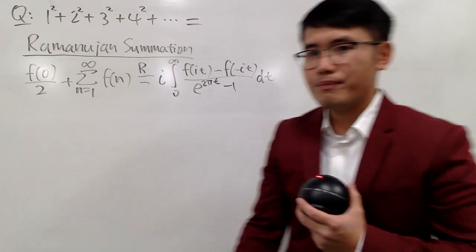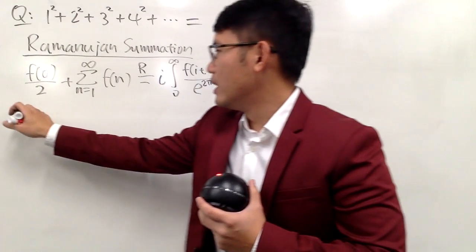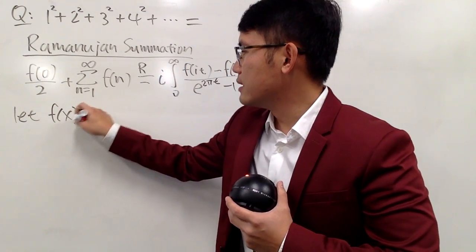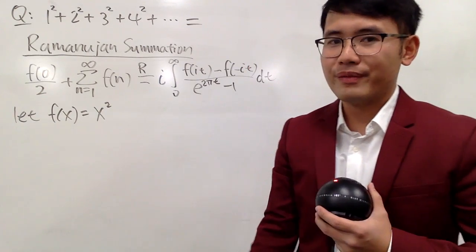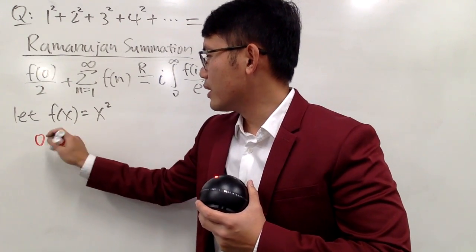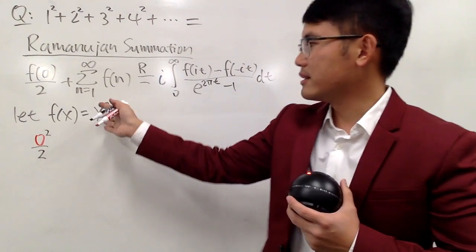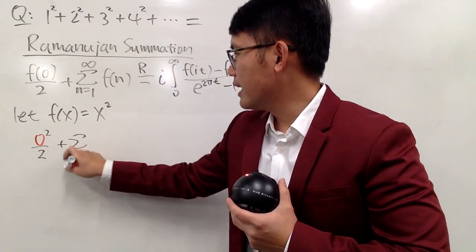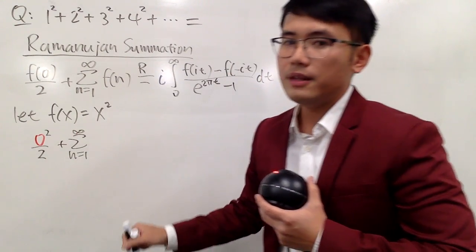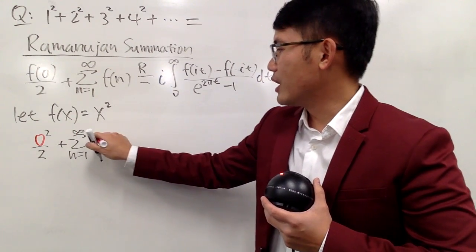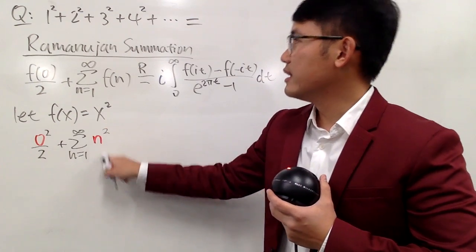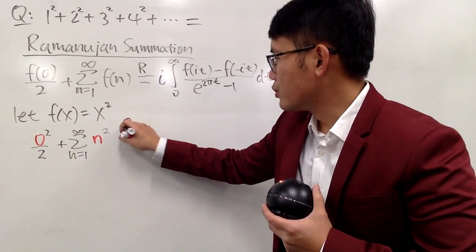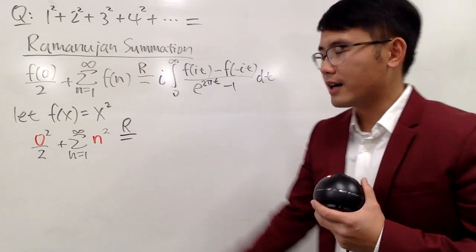To do so, I will have to have a function, of course. And the function is simply just x squared. So I will just say let f of x be x squared. That's all. Here we get 0 squared over 2, right? If you plug in 0 into x squared. And here you just get the sum as n goes from 1 to infinity. You pretty much put n here, so you have n squared. And this is the same as that, right? Okay, now, thanks to Ramanujan right here, we'll put on equal R, okay?